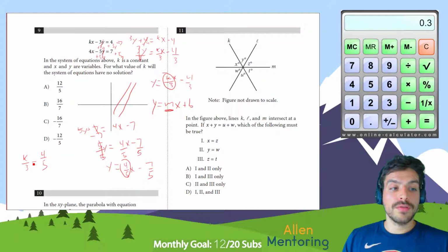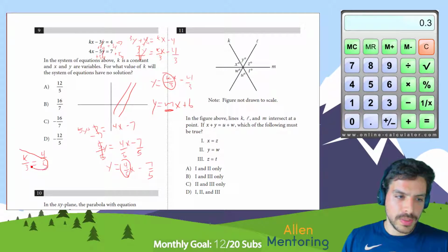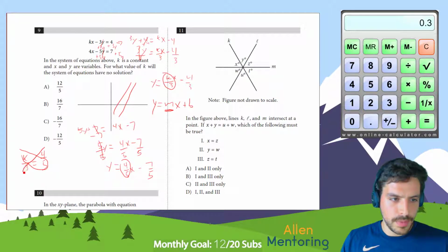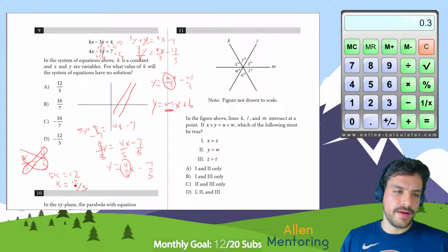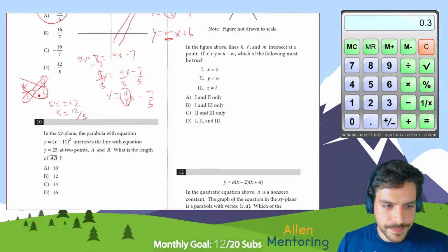And how do we solve fractional algebra problems? Okay, we cross multiply. Cross multiply. That was a bad bubble. Okay. And so we see that 5k is equal to 12. So k must be equal to 12/5. Okay, divide 5 on both sides. All right. So far, so good.